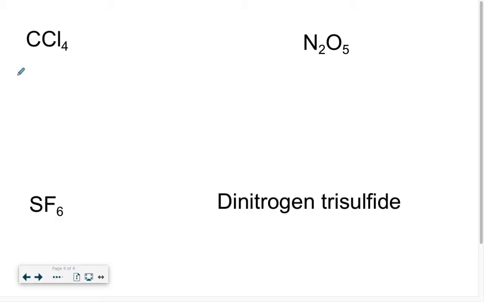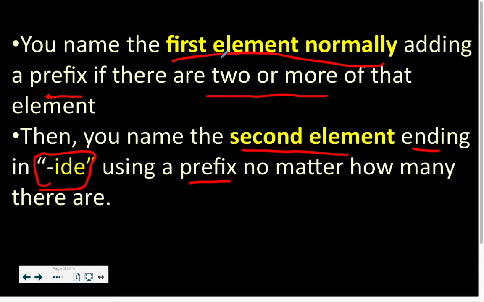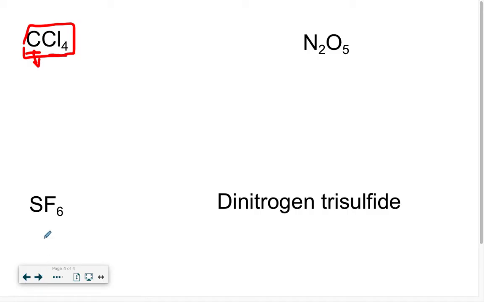So the first one is CCl4. The first thing you want to do is ask, is this a covalent bond? So go to your periodic table, look for carbon, look for chlorine. Are both of these on the right side of the ladder in the non-metal section? Yes, they are. So then you're going to name this by naming the first one normally. That's the first rule, right? You name the first element normally, adding a prefix if there are two or more of that element. So since you have just one, you're going to just say carbon, no changes.